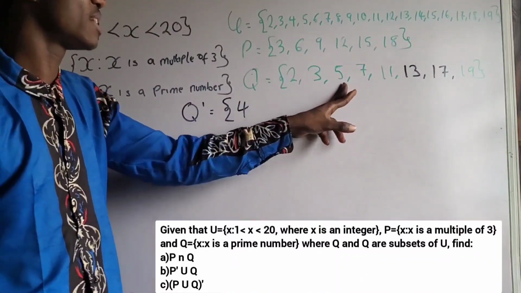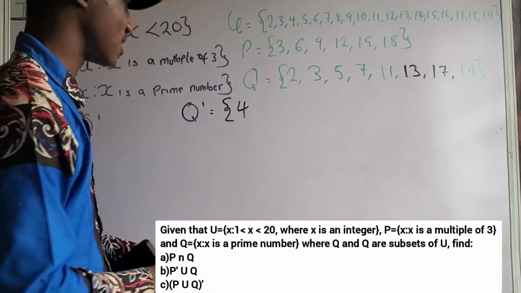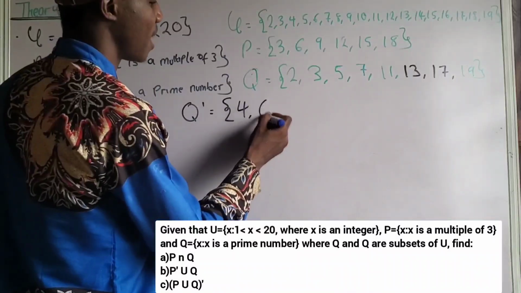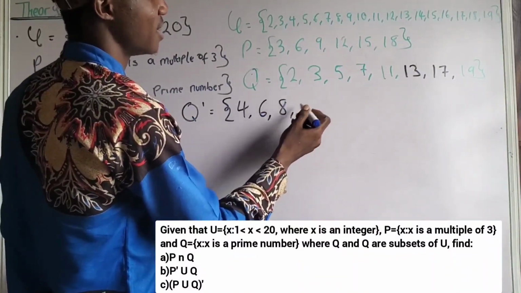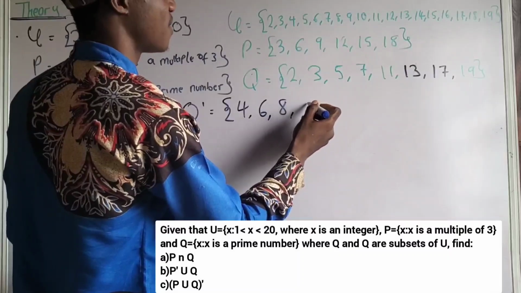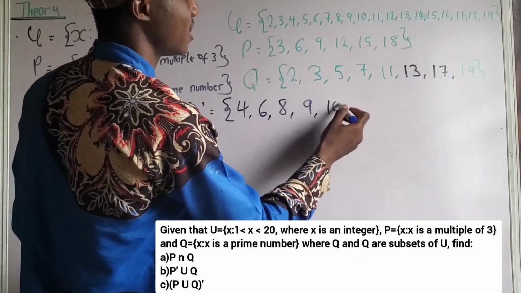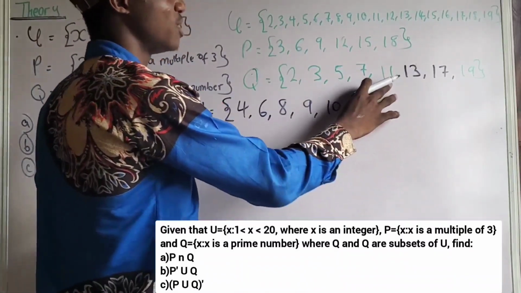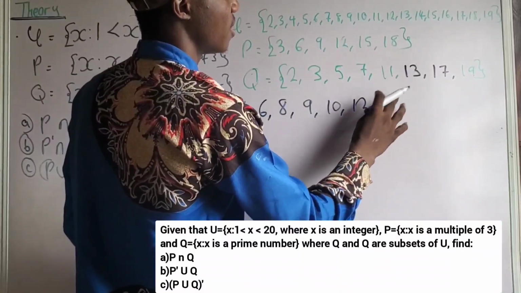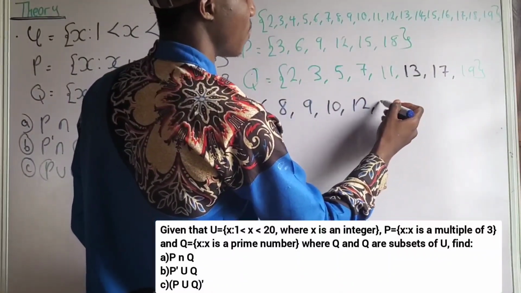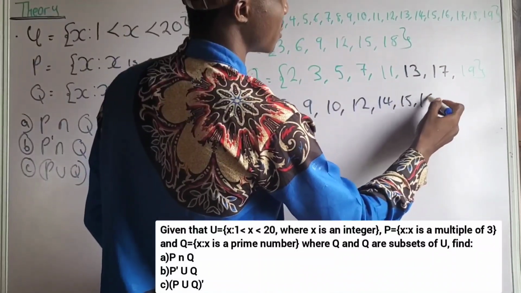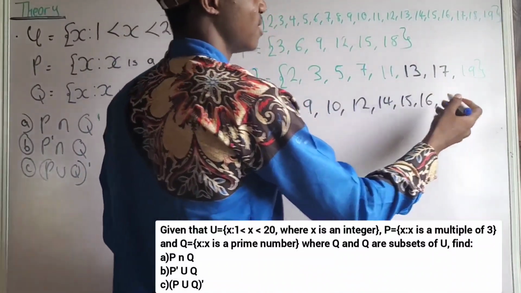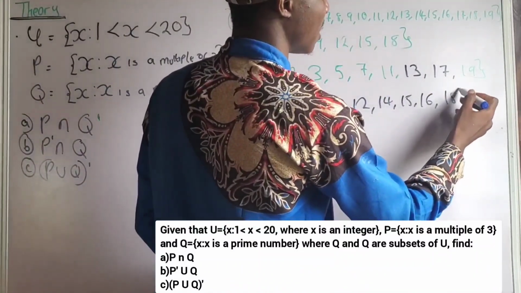5 cannot be included. 6, we can put 6 because 6 is not part. What of 7? We cannot put 7. We have 8. We have 9. We have 10. 11, we are not going to include it. We have 12. We have 14. Then we have 15. We have 16. 17, no. 18, we have 18 as well.